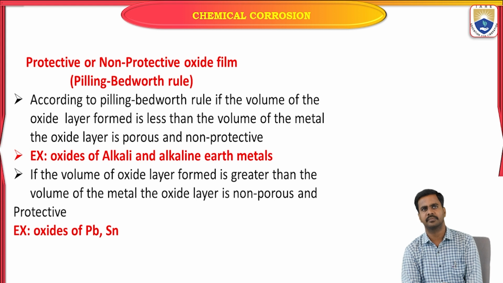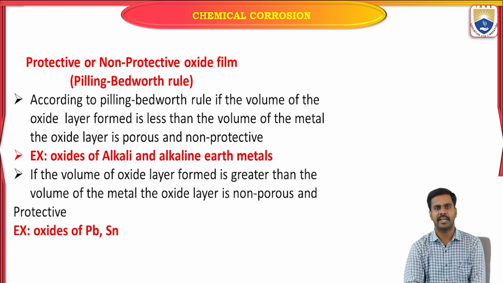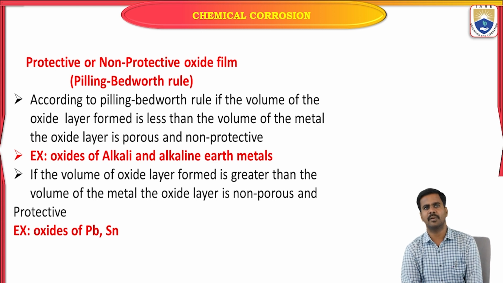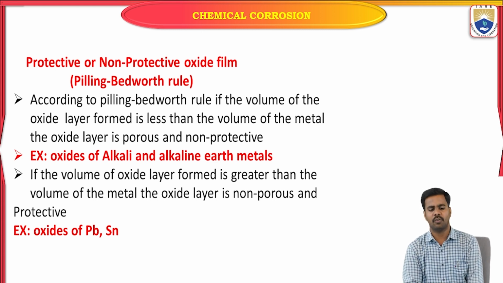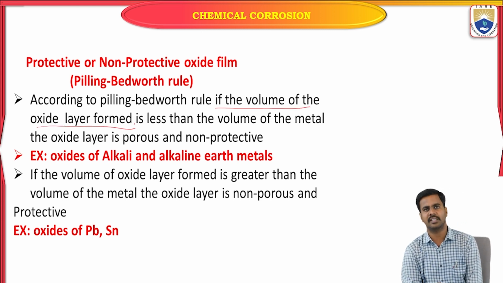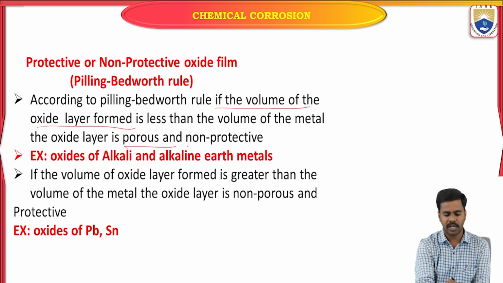On the basis of the nature of this metal oxide layer or metal oxide film, Pilling Bedworth classified the metal oxide layer as protective and non-protective. So let us see what the protective and non-protective metal oxide films are. According to the Pilling Bedworth rule, if the volume of the metal oxide layer formed on the surface of the metal is less than the volume of the metal, it is porous and non-protective.